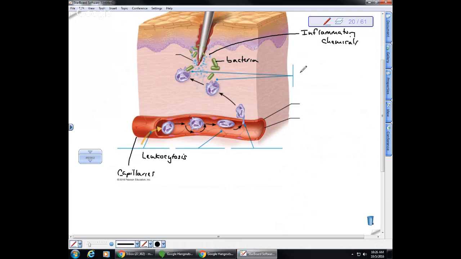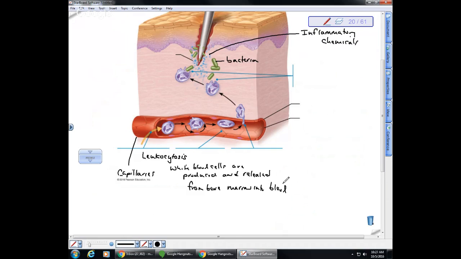So leukocytosis is where the leukocytes start to be produced at a higher rate in the bone marrow, and then they are released from the bone marrow. So white blood cells are produced and released from the bone marrow into the blood. Okay. Now these white blood cells, this is a neutrophil.